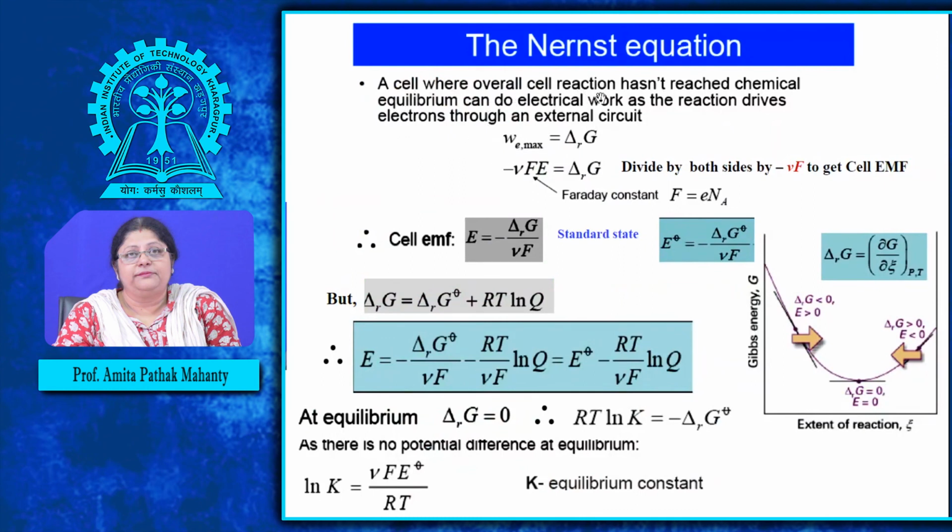A cell whose overall cell reaction hasn't changed, in chemical equilibrium, that means a reversible cell, does electrical work as the reaction derives electrons from the external circuit. So the work is going to be delta G equal to the delta G of the reaction, and the work done is nothing but the number of electrons, 1 mole of electrons meaning Avogadro number of electrons, into nu into F. We have already derived this, and we have come down to this condition.